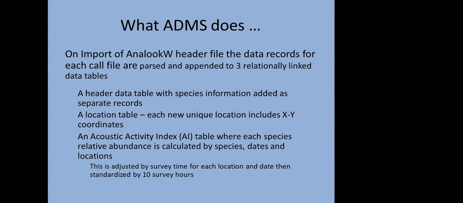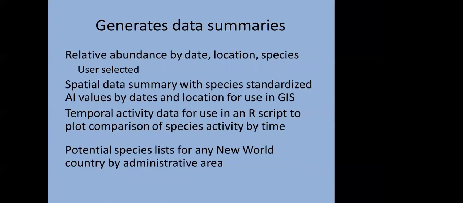So you can compare between seasons, locations, species, times, dates, whatever you want to do. And that happens within the first seconds that it begins to get imported into the data management system. It happens with a button push, and I'll show you the user selection in the system. You get the relative abundance by dates, locations, species. It's all user selected. If you only want to look at a single species, it'll give you that. If you want to look at everything from all your survey nights, survey locations, it'll give you that.